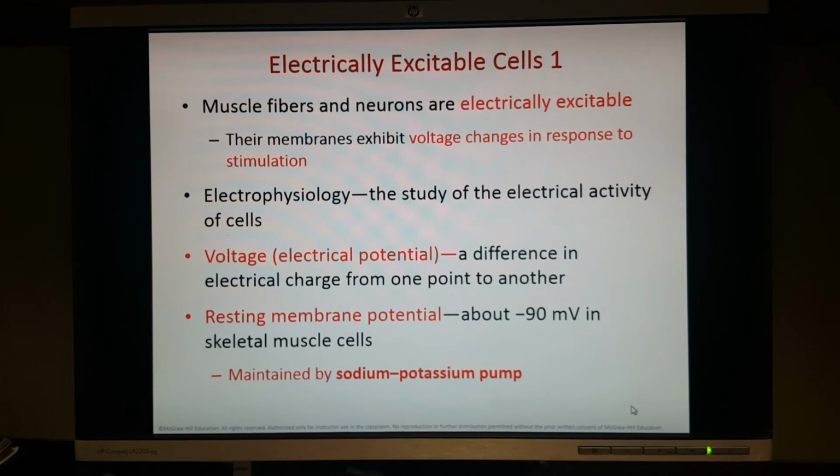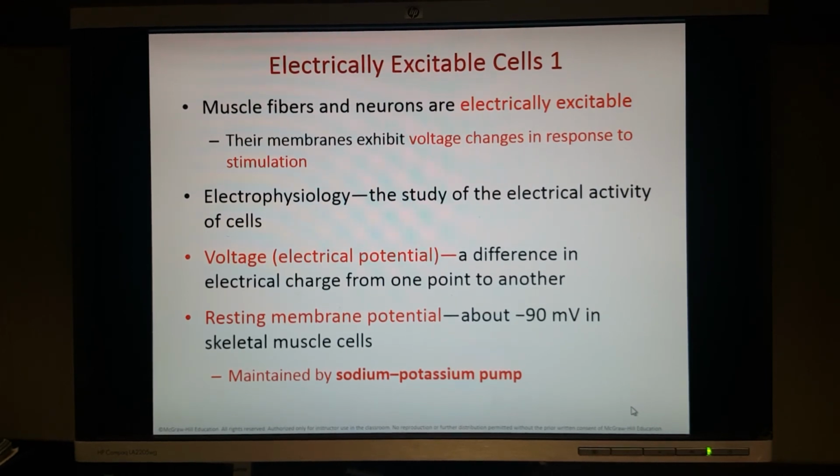Part of this difference in charge is maintained by the sodium-potassium pump, so pumping sodium outside the cell, bringing in potassium into the cell, helping to adjust the ion concentrations in and out of the cell. Those ions have charge, so it also helps to add to the difference in charge between the inside and outside of the cell.